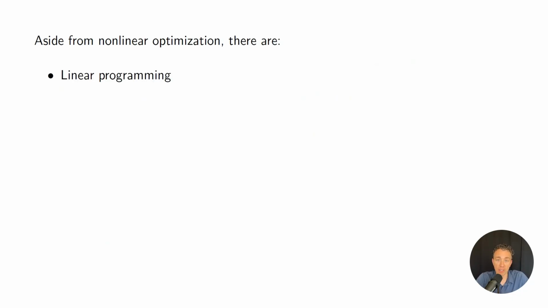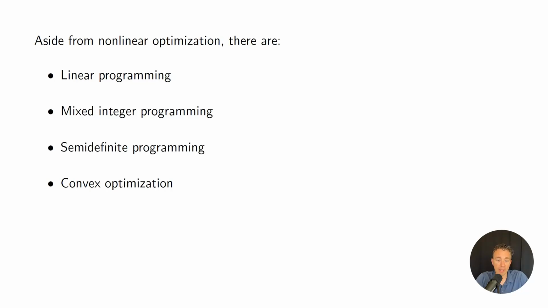Well, there's something called linear programming. There's mixed integer programming. This would be a case where you don't have a continuous choice variable like a beta coefficient. You instead have a choice variable that takes on integer values or categories. There's semidefinite programming. There's convex optimization. There's constrained nonlinear optimization, which is what we're going to spend a lot of time on in the next couple of videos.